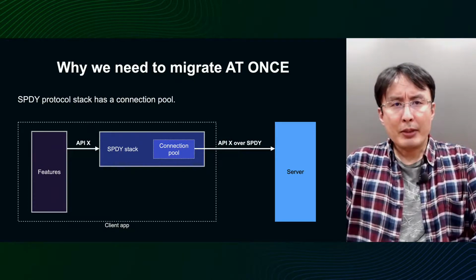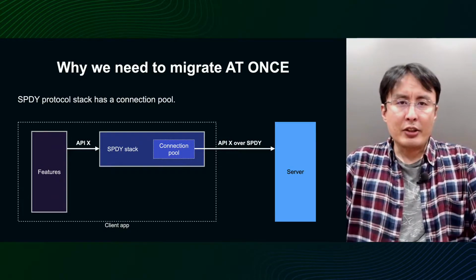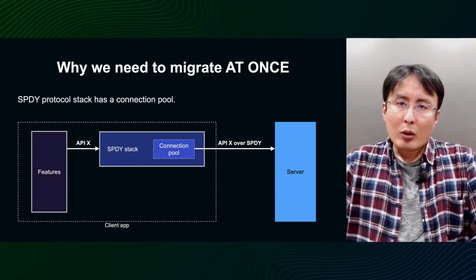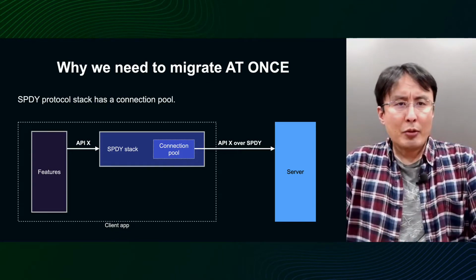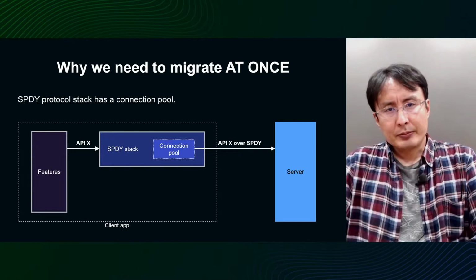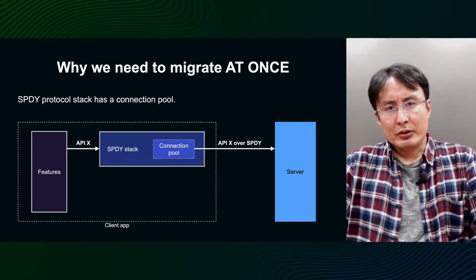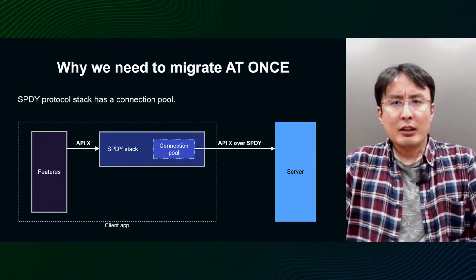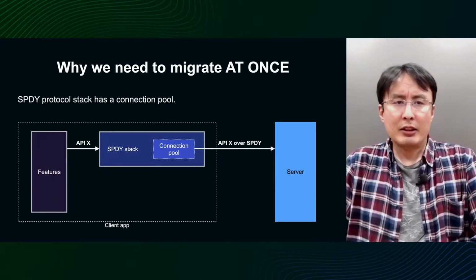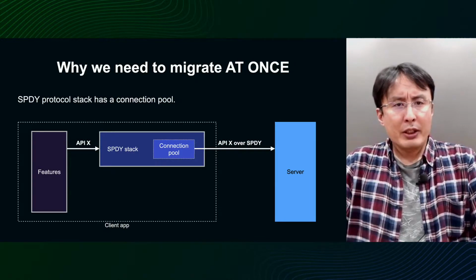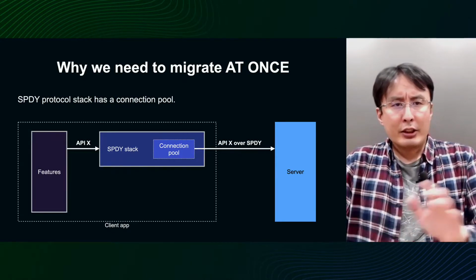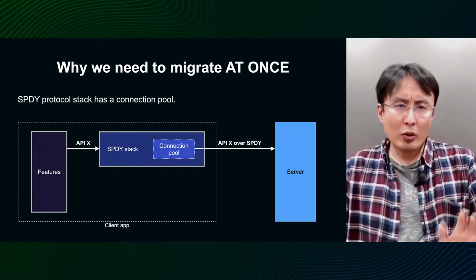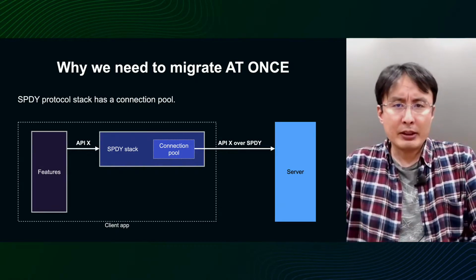First, let's look at why we need to migrate all API calls at once. This diagram shows a flow in which some feature of the client makes some kind of API call to the server. The client's network stack is responsible for the communication of the API calls. In this diagram, the SPDY protocol network stack is doing the communication. The SPDY network stack establishes a SPDY connection with the server and makes the API calls over the connection.